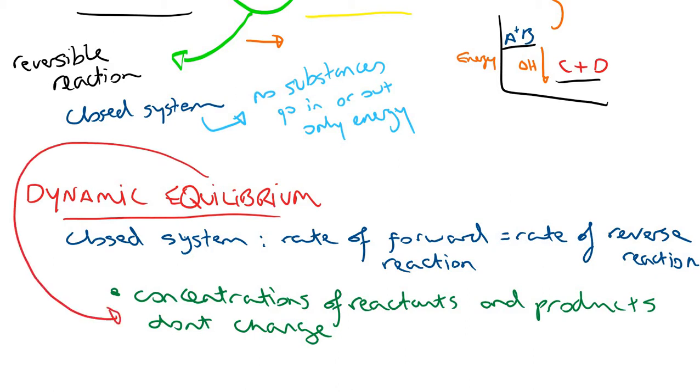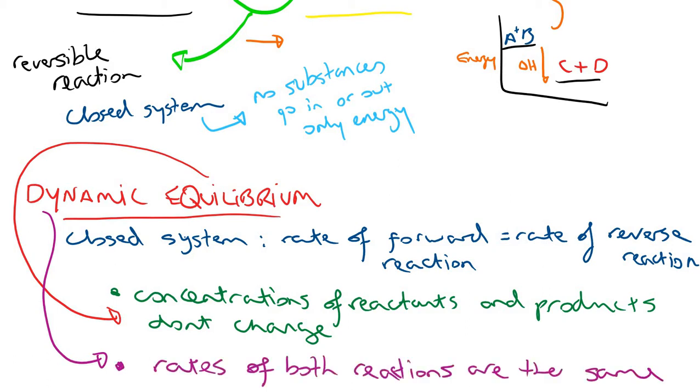So equilibrium because of this, and dynamic because the rates of both reactions are the same. Some people like to think of it as being like a state of balance or like a seesaw because things are balanced. I don't like that because things are constantly moving. So an analogy that I'll use is the image of a person going up an escalator the wrong direction.